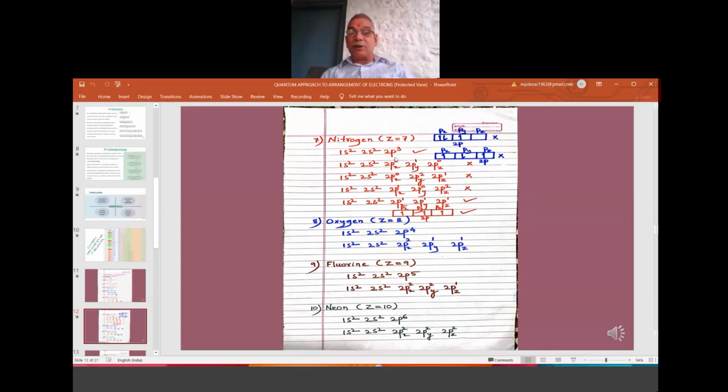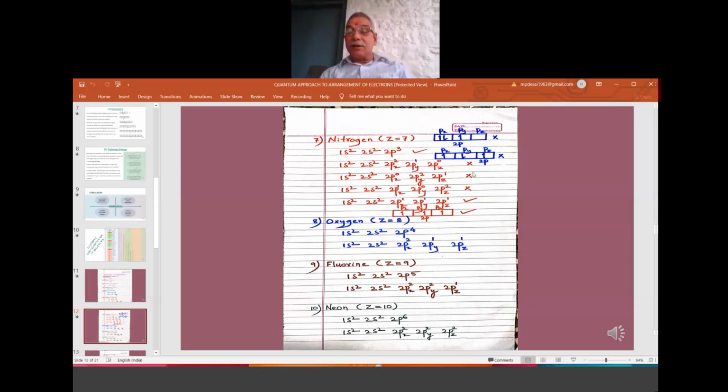Whether 2px2, 2py1, 2pz0 is correct, or 2px0, 2py2, 2pz1 is correct, or 2px1, 2py0, 2pz2 is correct, or 2px1, 2py1, 2pz1 is correct. According to Hund's rule of maximum multiplicity, it is the last one, that is 2px1, 2py1, 2pz1. So how to write it?